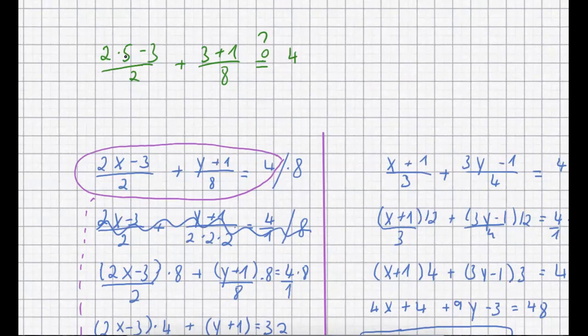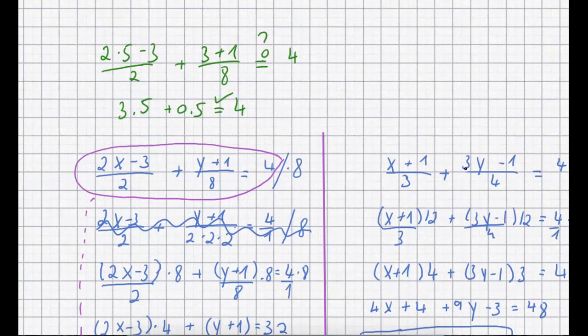So 2 times 5 is 10, minus 3 is 7. Divided by 2 is 3.5. 3 plus 1 is 4. Divided by 8 is 0.5. And 3.5 plus 0.5 is 4. So we are correct. Ah, very good.